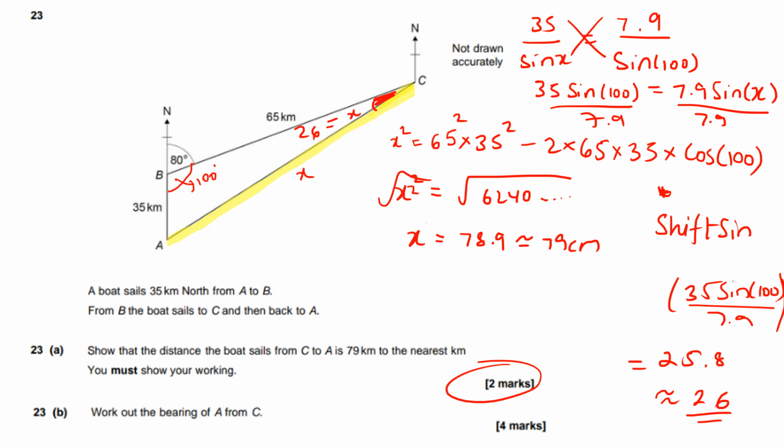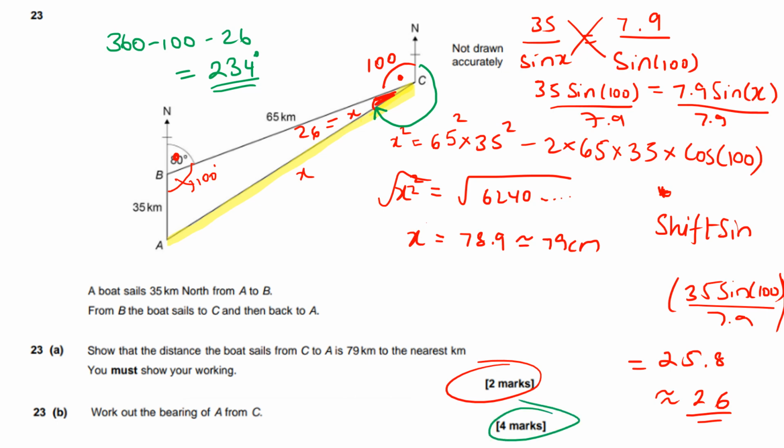We know that this angle here should add up with this angle to give you 180 degrees, so that's co-interior angle, so that's 100. So we've got 126 in total there. So in order for us to be able to find out C to A, which is this angle here, we know that it needs to give you 360 degrees. So you can do 360, take away 100, take away 26, and that will give you 234 degrees of your bearing, and that's how you get full marks from this.